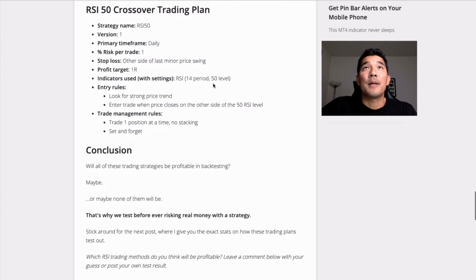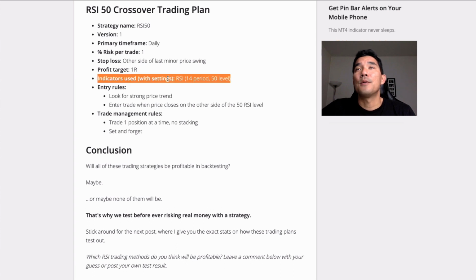So this is the trading plan, similar thing. We're going to call this RSI 50. The rest of the settings are the same except for the indicators used. The setting on this indicator is just going to be the 50 level because we're only interested in that level.